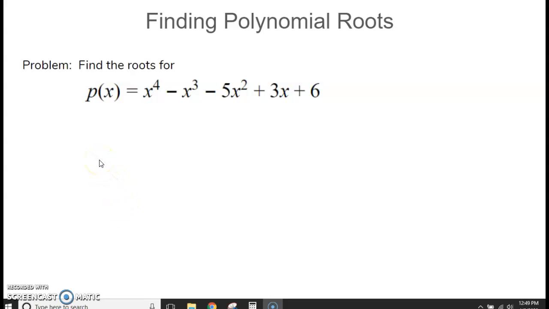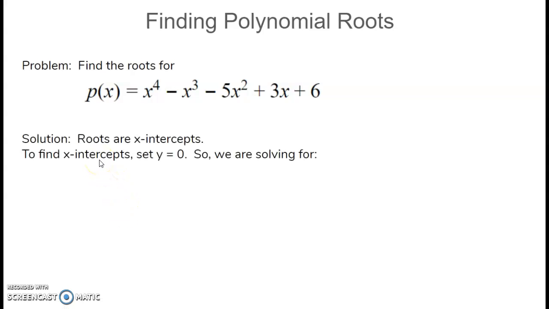First of all, we have to recall what a root is. Roots are x-intercepts. So to find the x-intercepts, I'm going to set y equal to 0. Y, as you recall, is the p of x. So in effect, we are solving for 0 equals x to the fourth minus x cubed minus 5x squared plus 3x plus 6. Step 1 is to graph the polynomial.